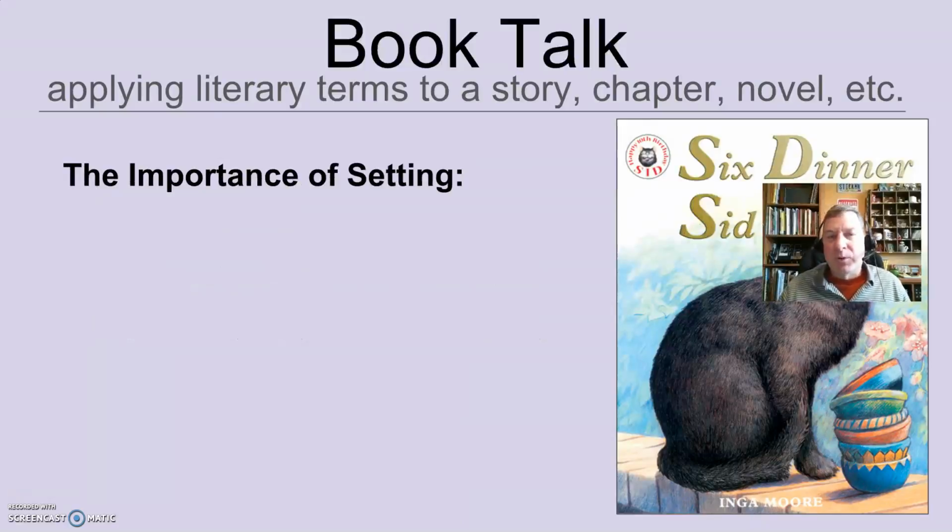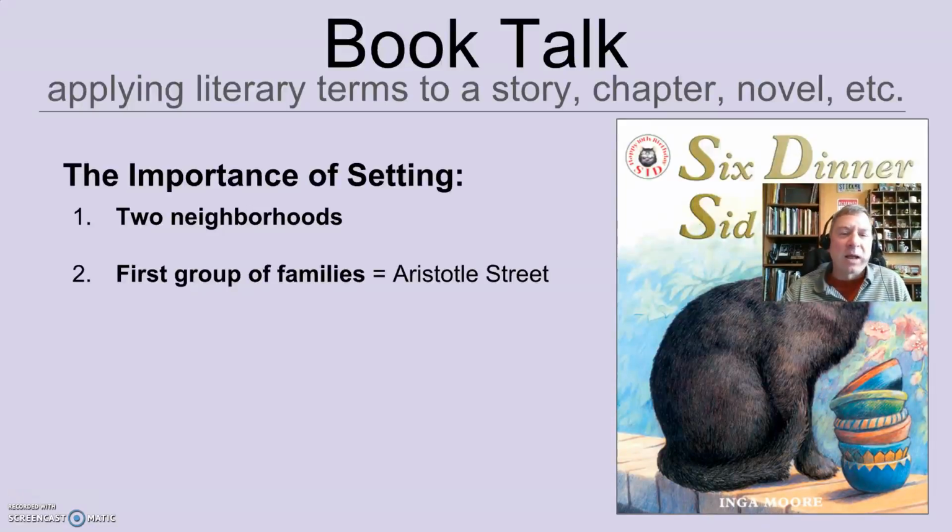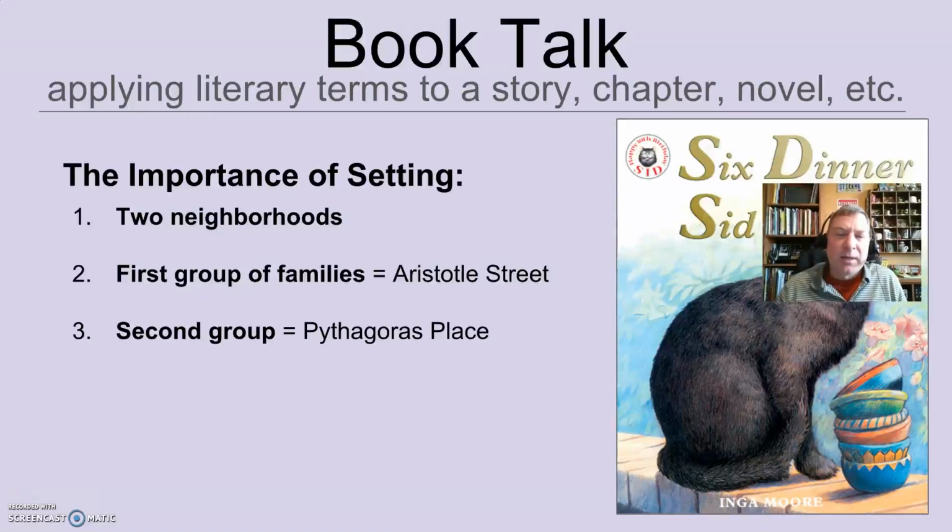Now let's talk about the importance of setting before we get to the theme, what all this means from the story. I think the setting's important and can be discussed intelligently because there are these 2 neighborhoods, and what's interesting is they're both named for great thinkers. There's Aristotle Street and there's Pythagoras Place, and you'd think everybody would be smart on places like that, and you have to question, are they smart? Are they really as smart as Aristotle or Pythagoras?